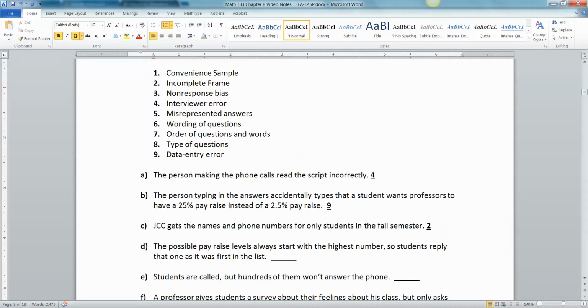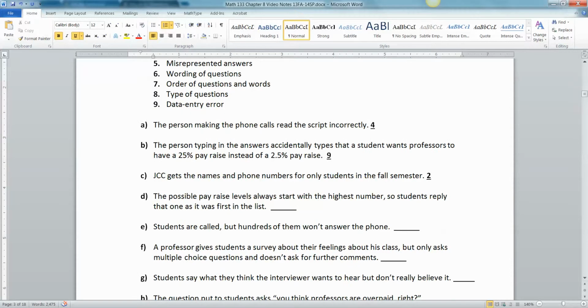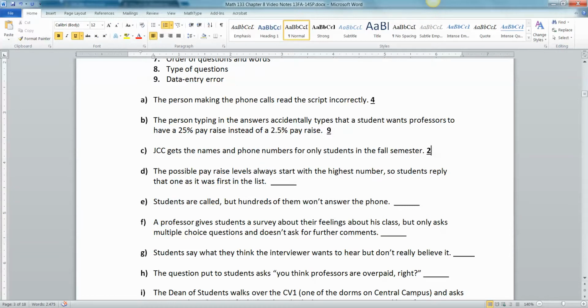The possible pay raise levels start always with a higher number. So students reply with the one that was always first in the list. Sorry about that. Okay, so this happens all the time.